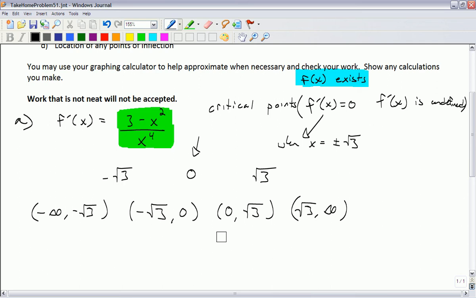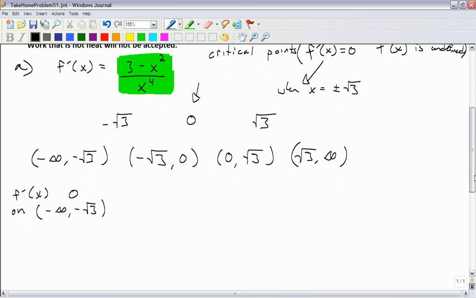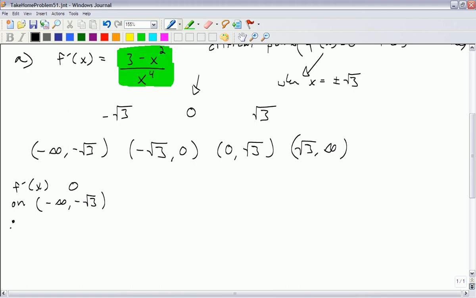So we have to describe what f is doing on each of these four intervals, whether it's increasing or decreasing. And our justification needs to be through the derivative. So I will say f prime of x is blank 0 on negative infinity to negative root 3. Therefore, f is blank on the interval in question.